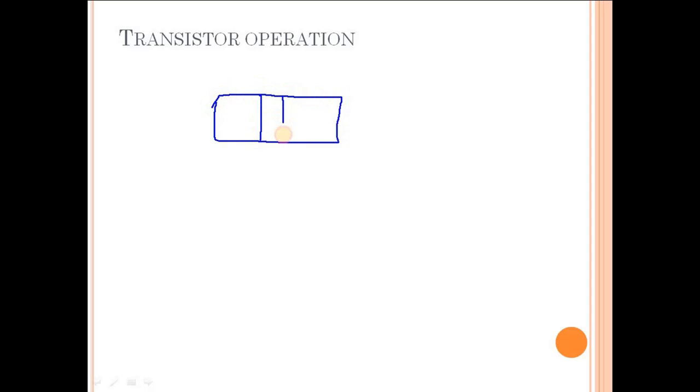We have in an NPN BJT an N-type emitter layer, of which an emitter terminal is there, and we have a P-type base layer. So here we have the base terminal, and we have an N-type collector layer, of which let this be the collector terminal.